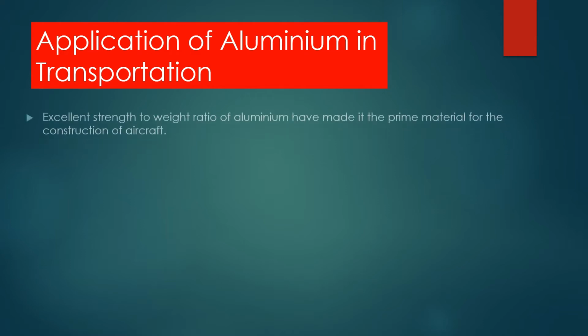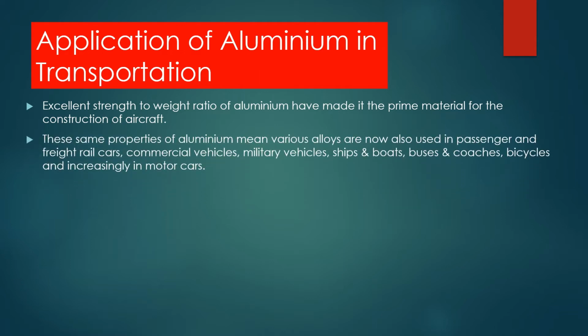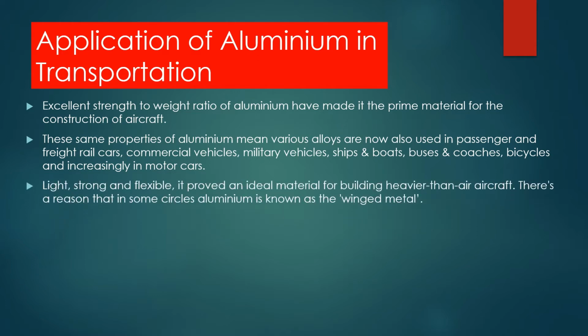Application of aluminium in transportation. Excellent strength to weight ratio makes it a prime material for the construction of aircraft. These same properties of aluminium mean various alloys are also used in passenger and freight rail cars, commercial vehicles, military vehicles, ships, boats, and etc. It's very light and strong, proving a very ideal material for aircraft.